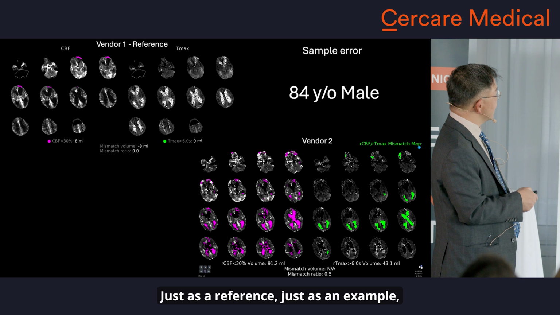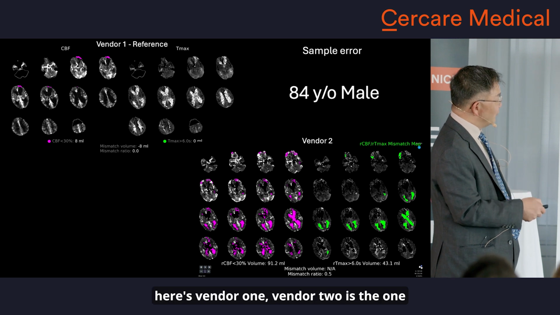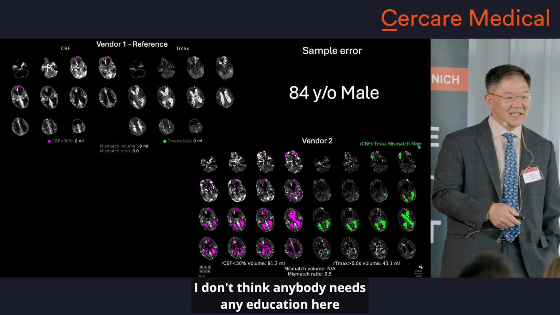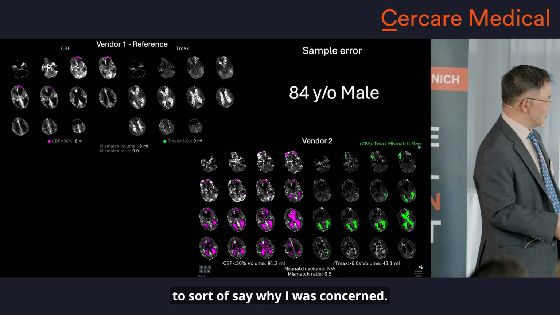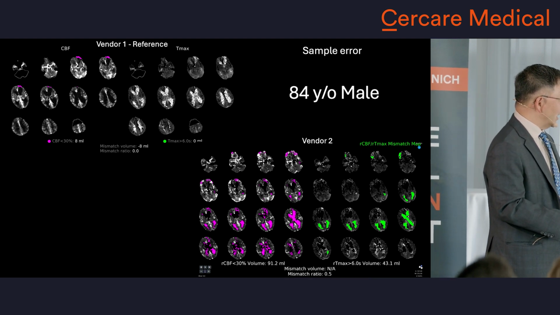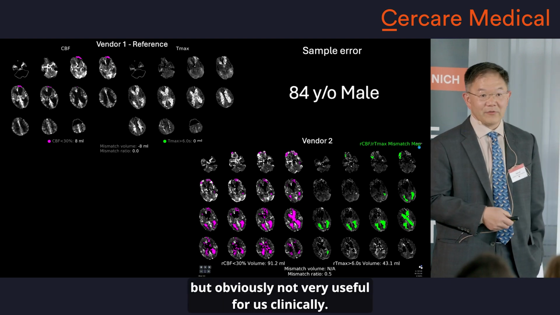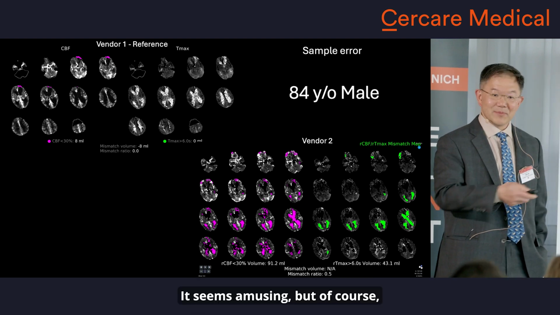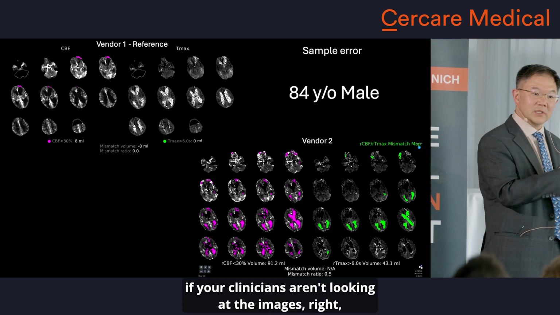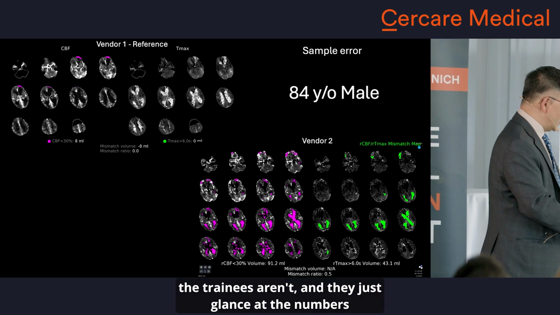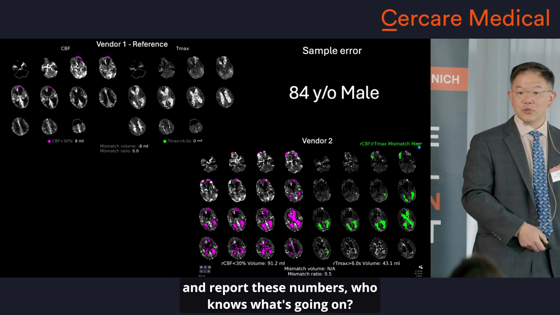Just as a reference, just as an example, here's vendor 1. Vendor 2 is the one that we were exploring. You know, I don't think anybody needs any education here to sort of say why I was concerned. Some beautiful ventriculograms, if you will, but obviously not very useful for us clinically. It seems amusing, but of course, if your clinicians aren't looking at the images, right, the trainees aren't, and they just glance at the numbers and report these numbers, who knows what's going on?